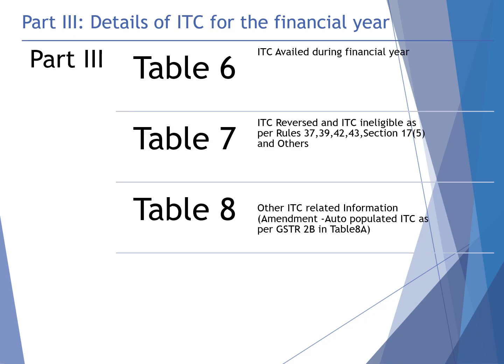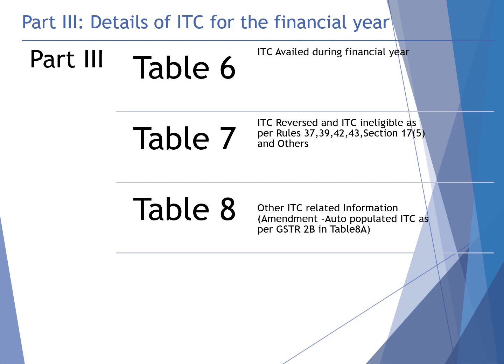Part 3 of GSTR 9 requires the person to file the details of all ITC related information. Some of the information in this part is auto populated, whereas most of the other details we have to give manually. This part consists of Table 6, 7 and Table 8. Table 6 is for the availment of ITC, Table 7 is for the reversal of ITC, and Table 8 is for the reconciliation of the ITC.